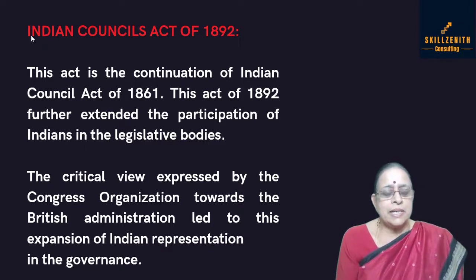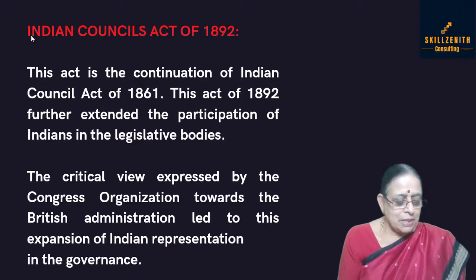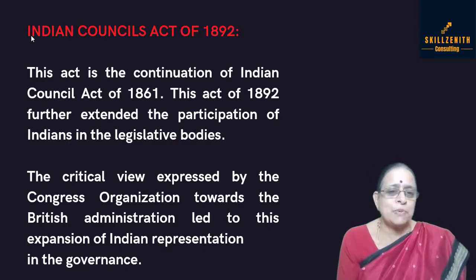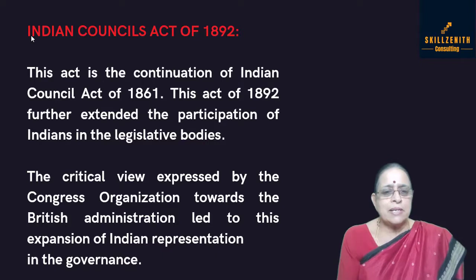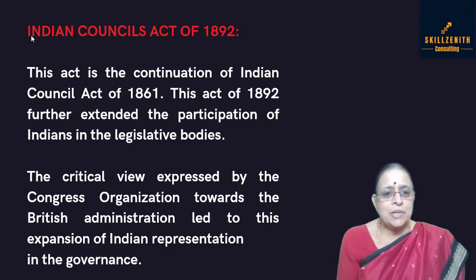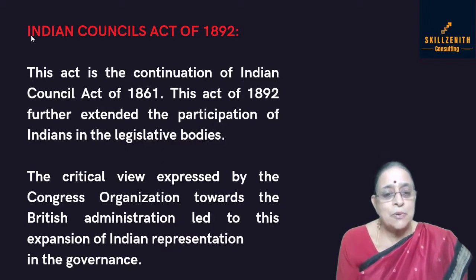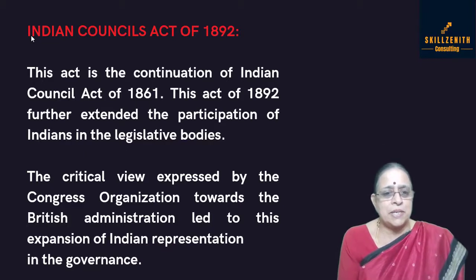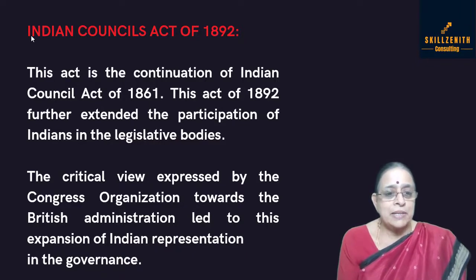Critical view means expressing bluntly what is there, as it is. So the Congress organization expressed its view towards the British administration, whatever problems were there, it began to express. This led to the expansion of Indian representation in the governance. Governance means administration or the rule. So Congress began to criticize the British administration, and fearing this, the British government expanded the Indian representation. More and more people were included in the administration.